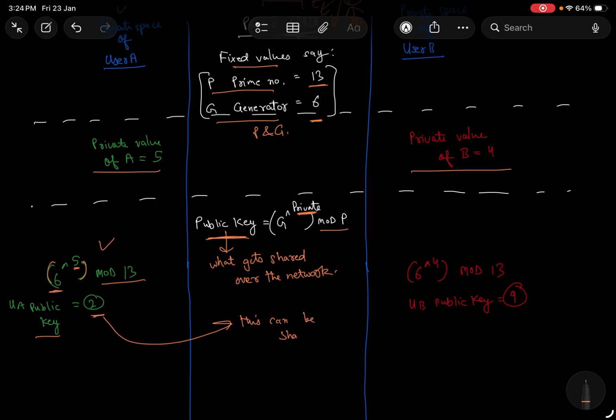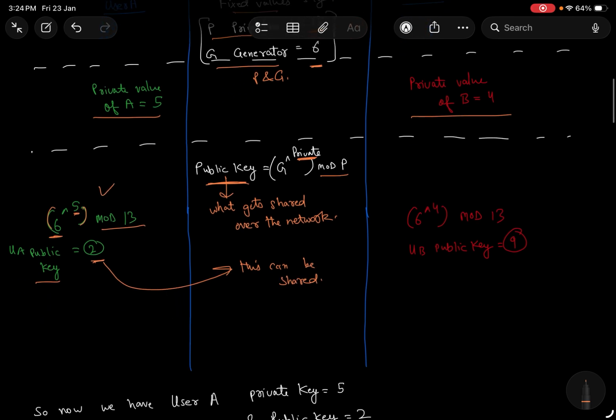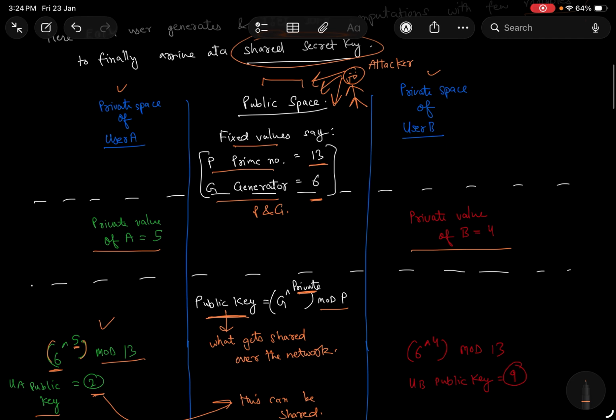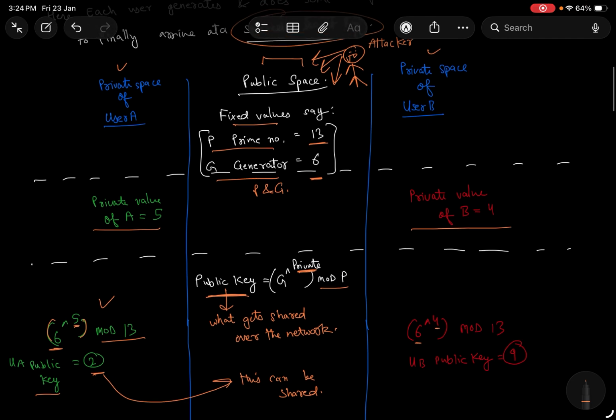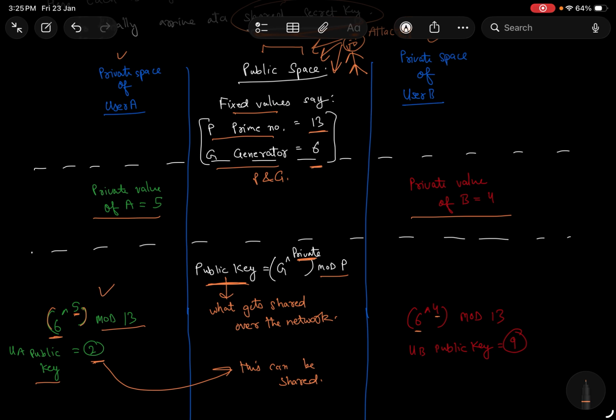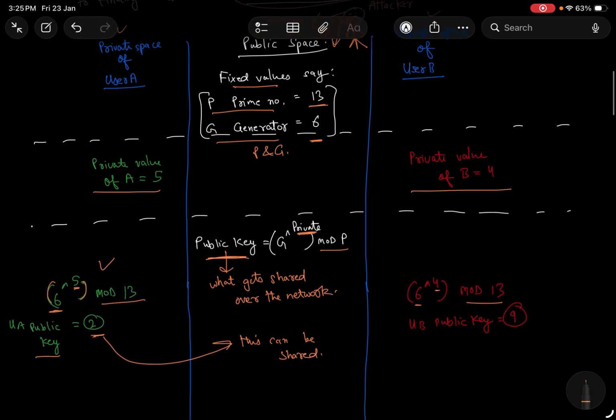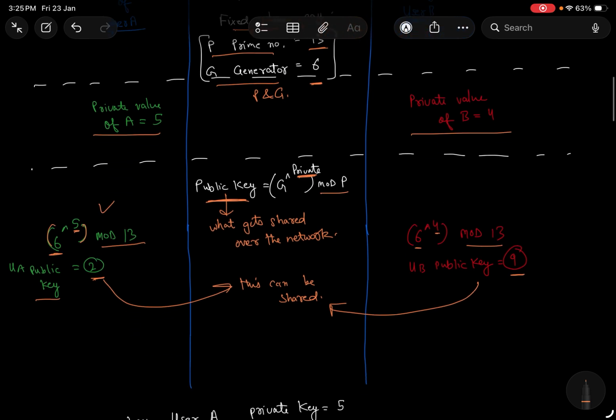Similarly for B, you have G, which is a fixed value of 6, to the power of the private value of B, which is 4, and which is not known to anyone except B. Then you mod it with P, which is again a fixed value, 13. So you get user B's public value as 9, which again can also be shared.